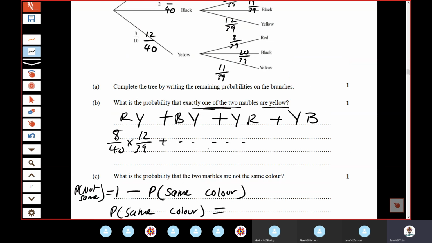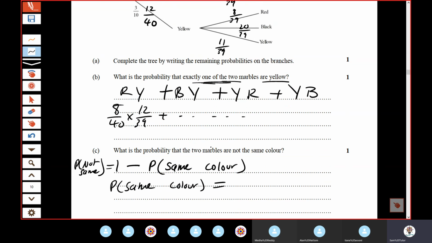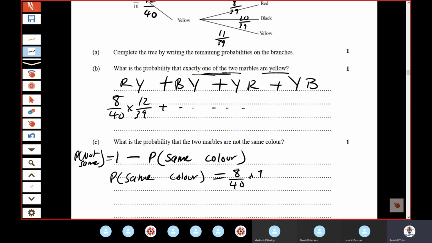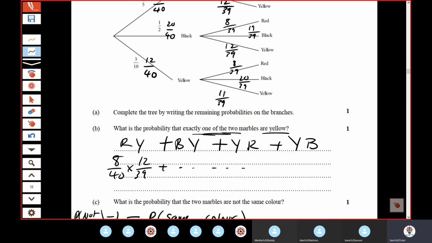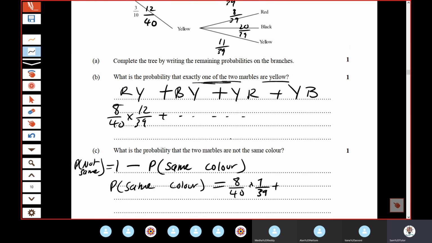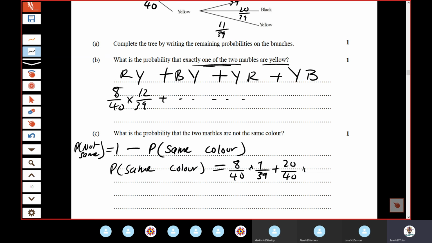So probability of the same is red, red, so 8 out of 40 times 7 out of 39, plus black, black, 20 out of 40 times 19 out of 39, plus 12 out of 40 times 11 out of 39. I just think that would be easier, but it's still fairly lengthy. And then probability not same equals 1 minus whatever we just found here.